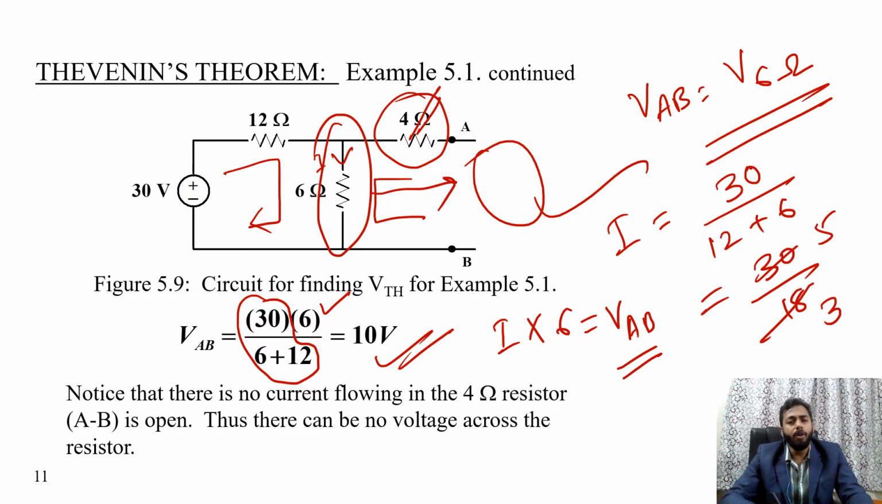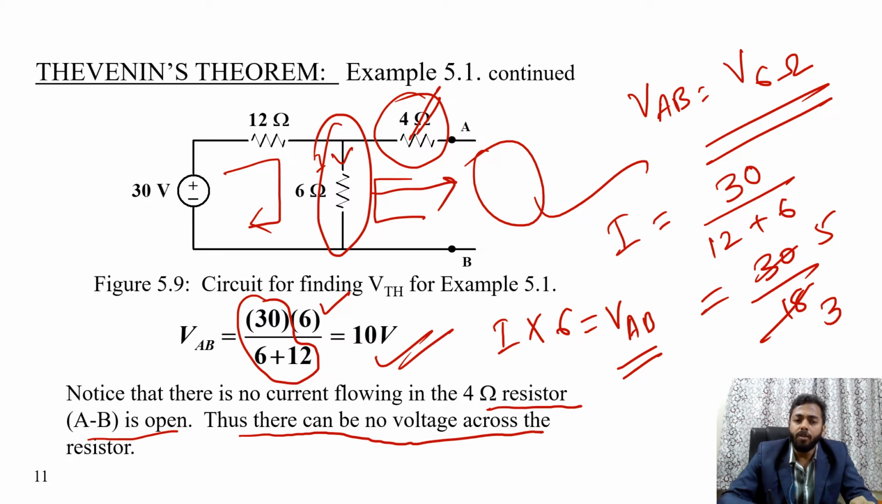Understood? So hence we can show that, notice that there is no current in the 4 ohm resistor and AB is open, thus there can be no voltage across the 4 ohm resistor. That's why the 6 ohm resistor voltage drop is going to appear between the terminals A and B, that is the output, or the Thevenin's voltage, the open circuit voltage. So Thevenin's voltage is also known as open circuit voltage. Here the Thevenin's voltage, or open circuit voltage, is 10 volt.